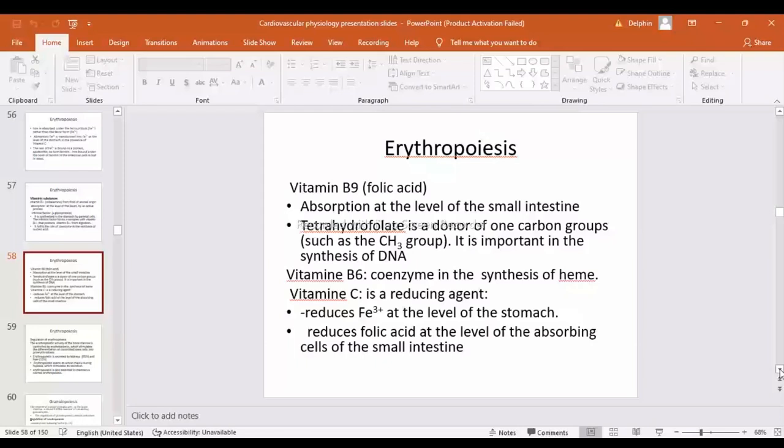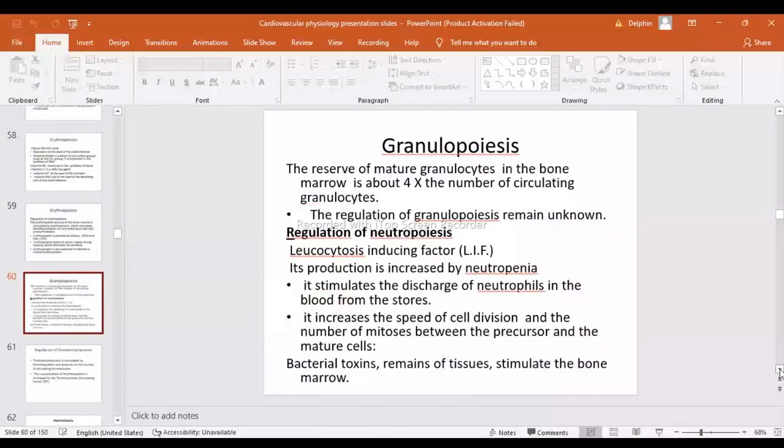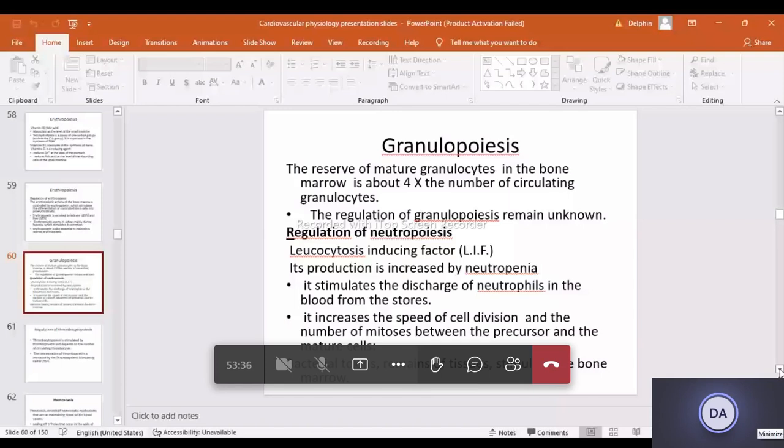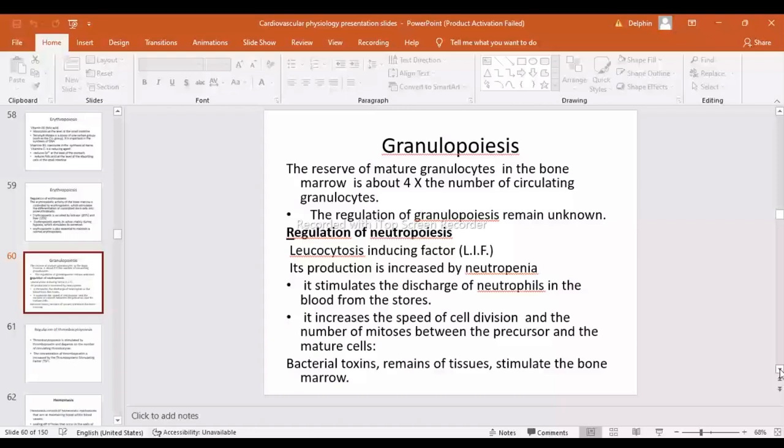And for granulopoiesis, the reserve of mature granulocytes in the bone marrow is about 4 times the number of circulating granulocytes. The regulation is not clear. Regulation of neutropoiesis, production of neutrophils: we have leukocytosis inducing factor. Its production is increased by neutropenia. Neutropenia is a low quantity of neutrophils. It stimulates the discharge of neutrophils from the bone marrow into the blood. It increases the speed of cell division and the number of mitoses between the precursor and the mature cells.